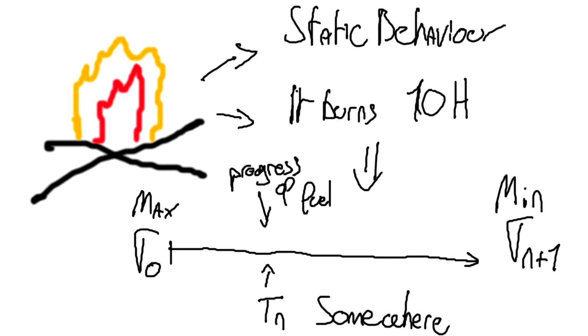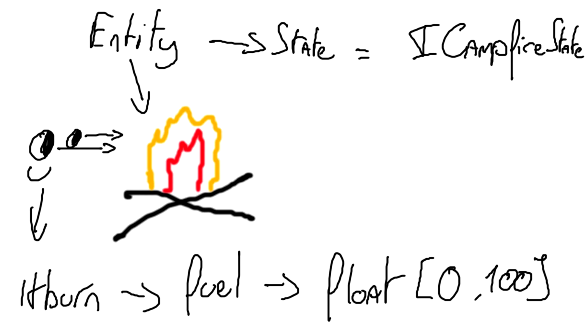And of course, in between we can have a time n somewhere on this axis. So basically this means that we will need to know the value of it whenever we are on the server. So our entity has a state, the campfire state, and as a player we can see it burning. This means that we have fuel on it, and this fuel is translated by a float that goes from a minimum of 0 to a maximum of 100.